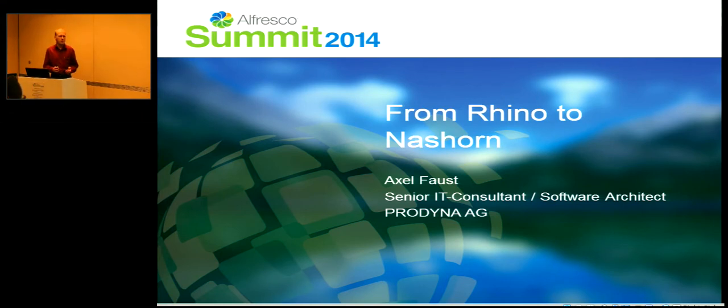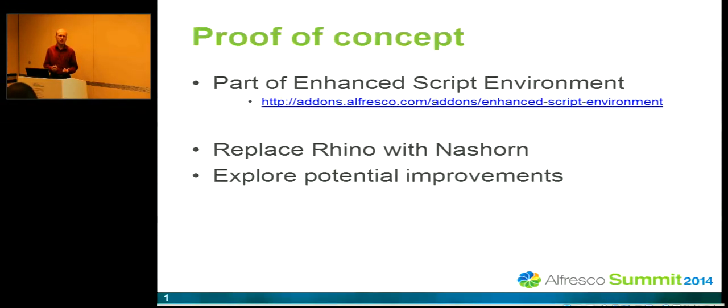This is a proof of concept project that I did, and it's actually about replacing the Rhino script engine in Alfresco with the Nashorn script engine that is available in JDK 8 and above. And I did it for several reasons. One, similar to Roy, because I could.